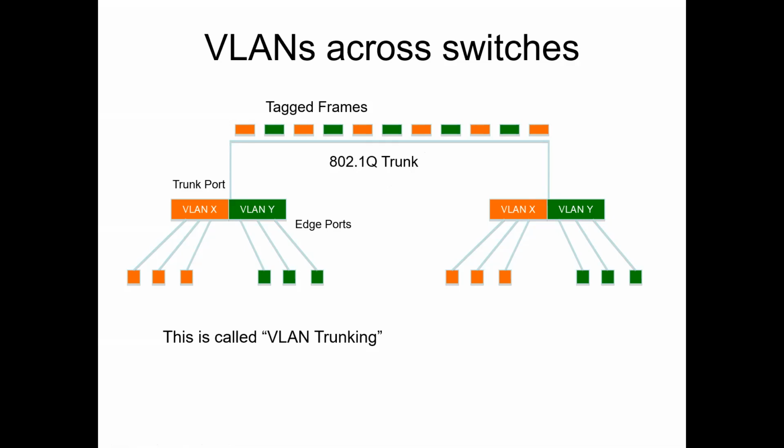Anyway, so you can see frames coming from left and right, and we call them tagged frames, because the color code implies the network they belong to. They are traveling along the same medium, just a single cable, but each frame knows the VLAN it belongs to.